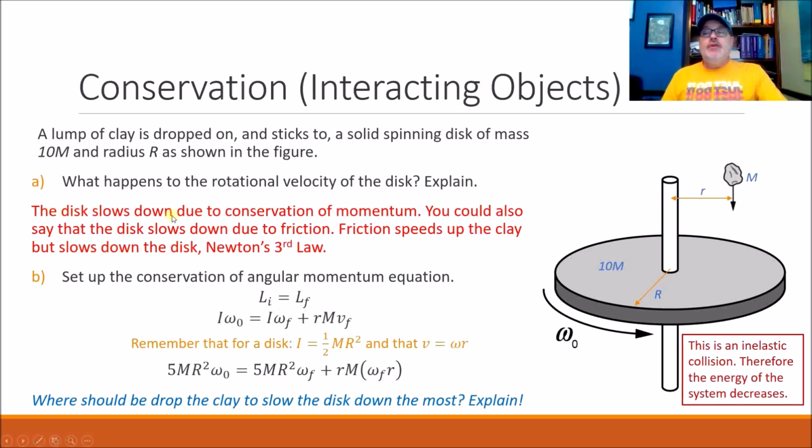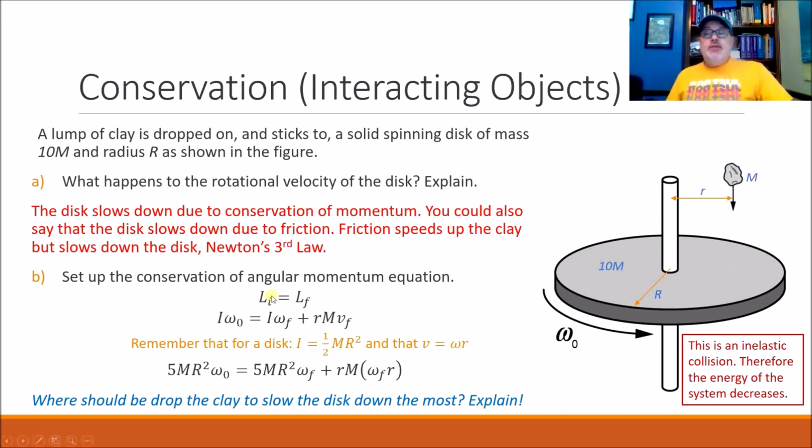So first of all, the disk is going to slow down due to conservation of momentum. This disk is going to pick up mass, so the rotational inertia of the system is going to increase, therefore the rotational velocity of the system must decrease. You could also say again by friction: friction speeds the clay up, thereby slowing the disk down, Newton's third law.